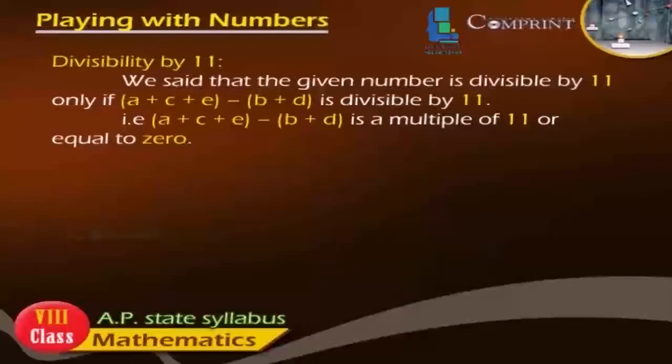Divisibility by 11. We said that the given number is divisible by 11 only if (a plus c plus e) minus (b plus d) is divisible by 11. That is, (a plus c plus e) minus (b plus d) is a multiple of 11 or equal to 0.